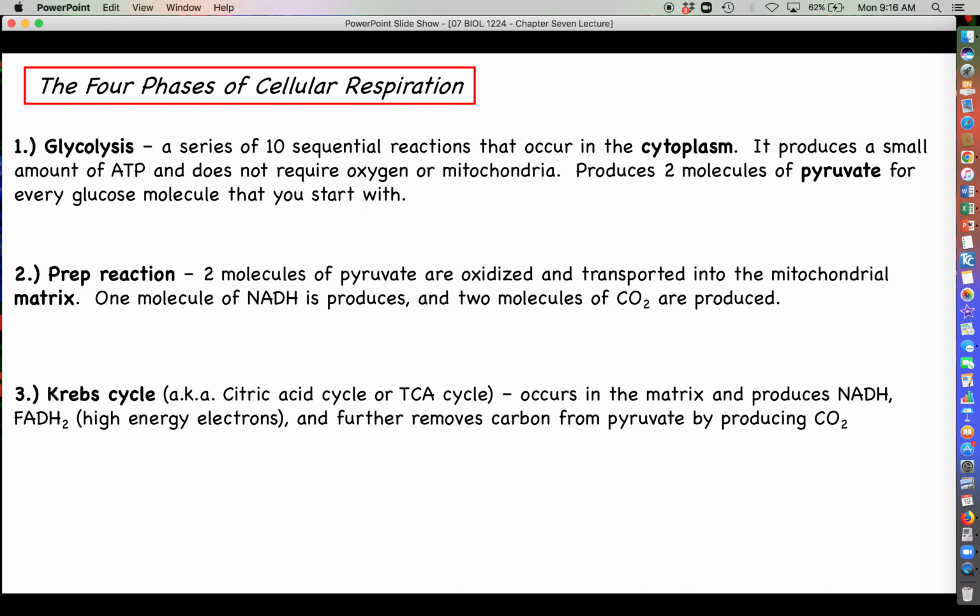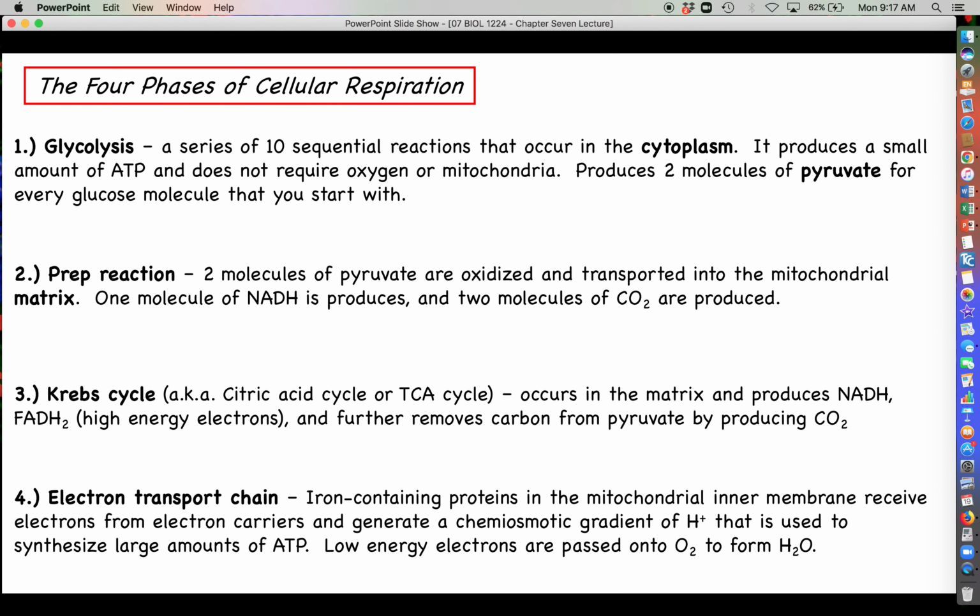The Krebs cycle, which we will also cover in the same video as the prep reaction, is sometimes also called the citric acid cycle or the tricarboxylic acid cycle, so whichever one you see, just know that we're talking about the same thing here. And this is going to occur in the mitochondrial matrix, and it will produce NADH and FADH2 in the form of high-energy electrons. So we are going to further remove carbon from pyruvate and produce more carbon dioxide. That should help answer the question of where the carbon dioxide we produce during cellular respiration is coming from. And then finally, the electron transport chain, which will be its own video.